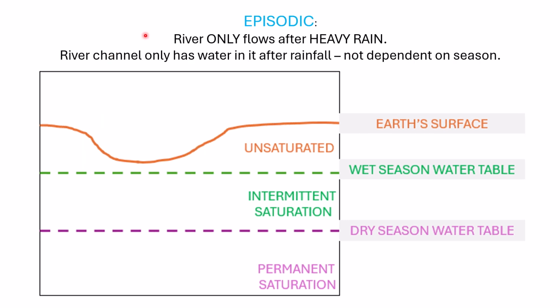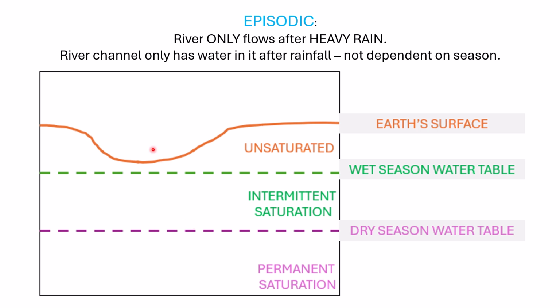An episodic river is a river that only flows after heavy rainfall. Such a river is not fed by groundwater. In other words, such a river is not fed by water during the wet season, and neither is it fed by water during the dry season. The reason for that is because the river channel in which the water is going to flow is above the wet season water table, and it is above the dry season water table.